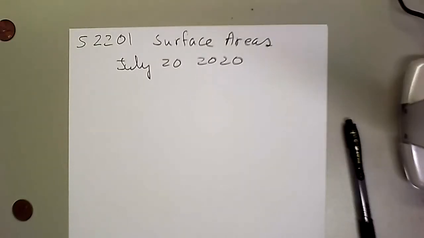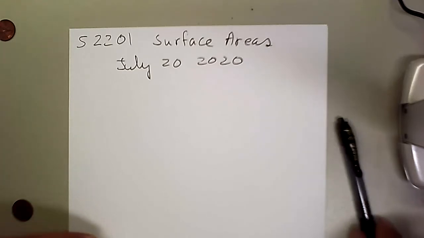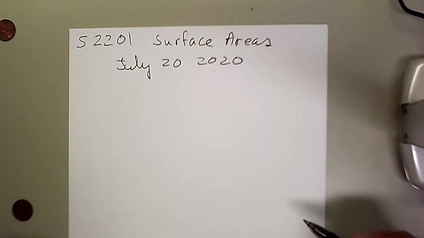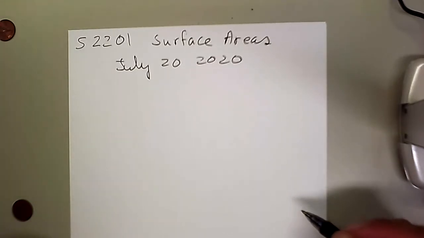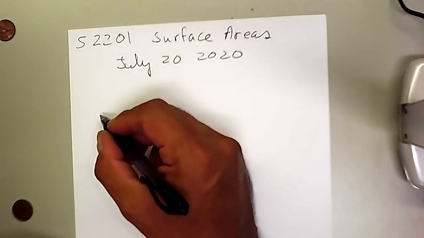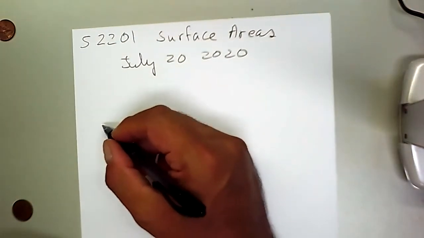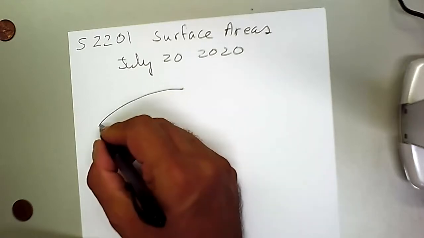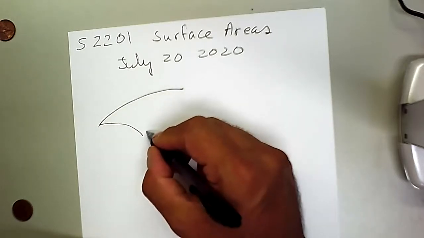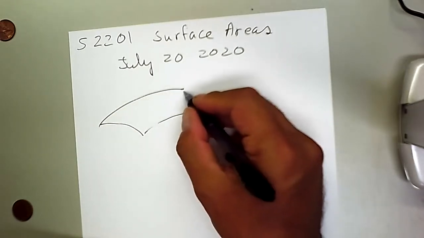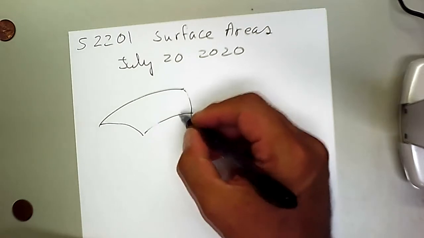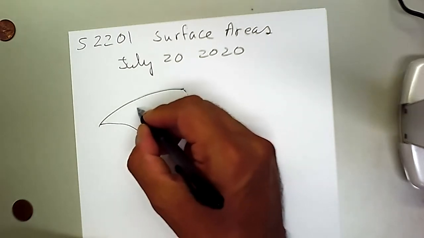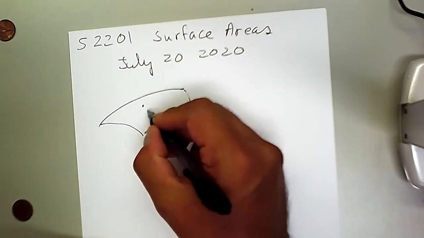I think surface areas are a very interesting part of multivariable calculus. Let's derive the formula a little bit, sort of informally. So pretend you've got some kind of surface in space. Take a generic point (x, y).